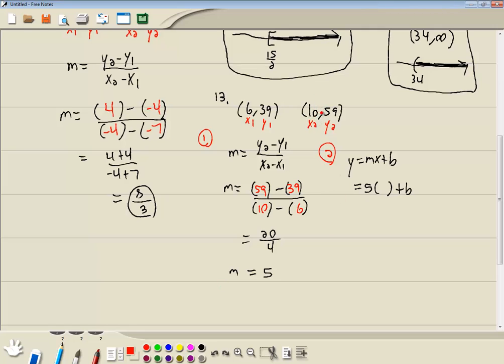Bizarre as it sounds, this second point looks a little bit easier even though the numbers are bigger. So I'll plug this in for x, plug this in for y. I put 59 in for the y, and where the x was, we put in 10. Then we want to solve for b. 5 times 10 is 50 plus b. Take the 50 over the left side, it becomes a negative 50, and we get b is equal to 9.